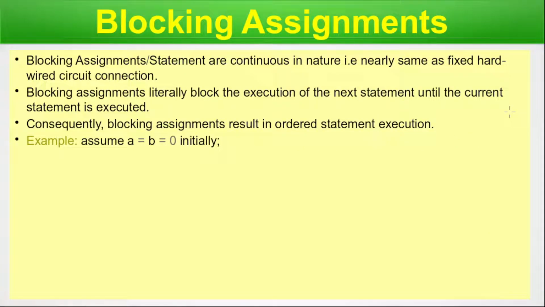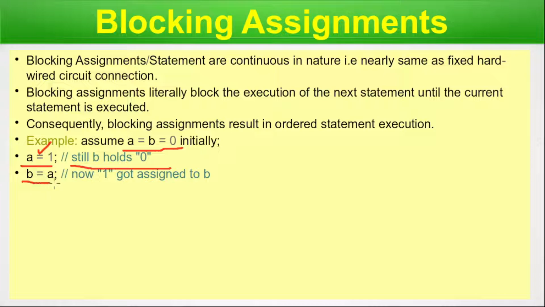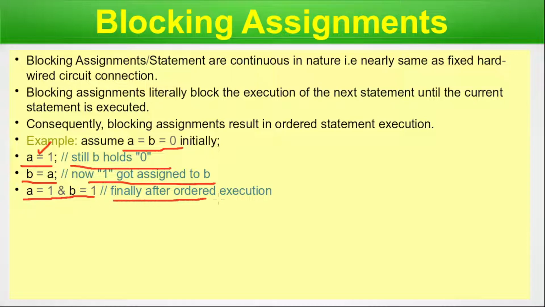Example, we go for a short and sweet example here. We assign A equal to B equal to 0 separately, initially. Then we assign A equal to 1. This is a blocking assignment. Here B still holds 0. Next we assign B equal to A. Now A got assigned to B, and finally we have A equal to 1 and B equal to 1, after the ordered execution. So the execution happens here first, then this, and then this. It has a sequence of happening from this to this as per the playhead in time.